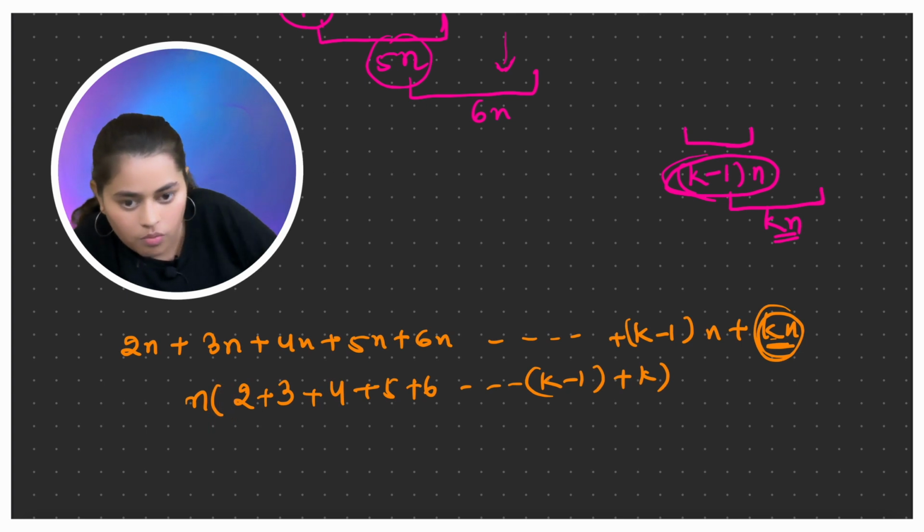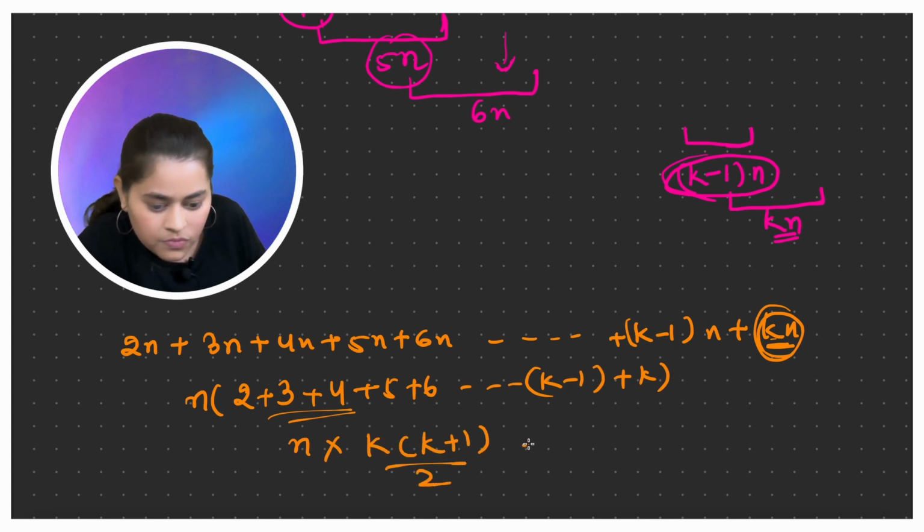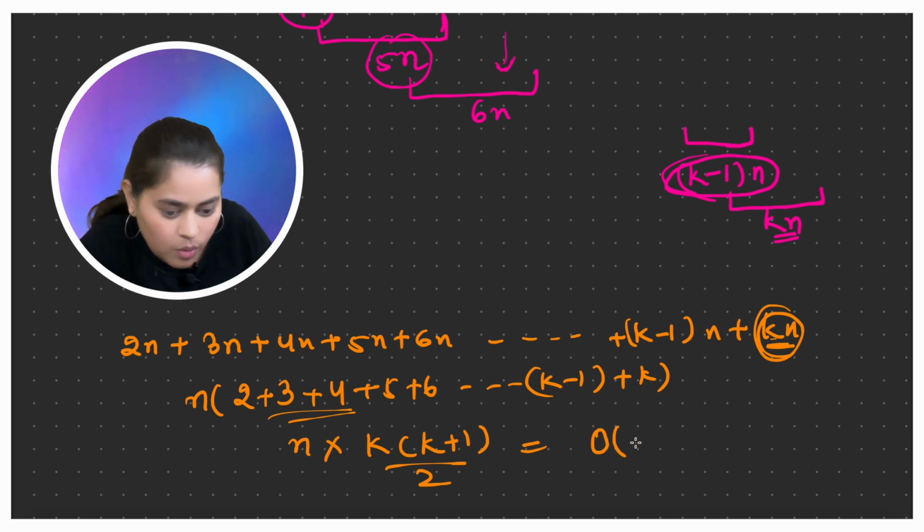Okay, so now we can simply solve this series. It is n into k into k plus 1 divided by 2. So the worst case time complexity will be nk square, right?